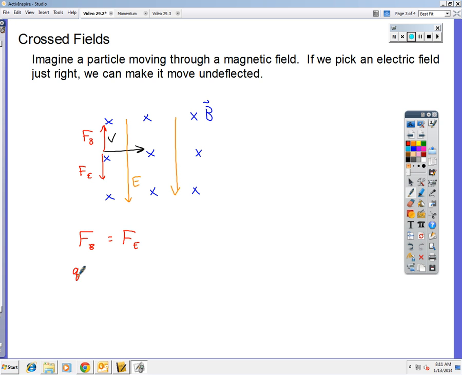The magnetic force is QVB, because V and B are perpendicular, and the electric force is equal to QE. Notice that the charge doesn't matter. As a matter of fact, you could take an electron, shoot it through these fields at the same velocity, and it would still go straight through. So positive, negative doesn't matter. Charge plus 1, charge plus 2 doesn't matter either. The only thing that matters is the particle's velocity, and as long as V equals E over B, this particle will go straight through the fields.